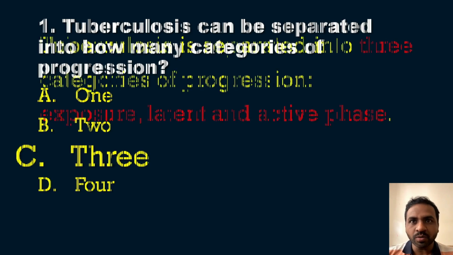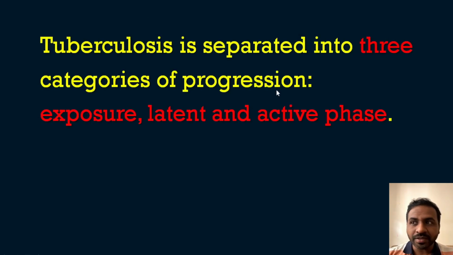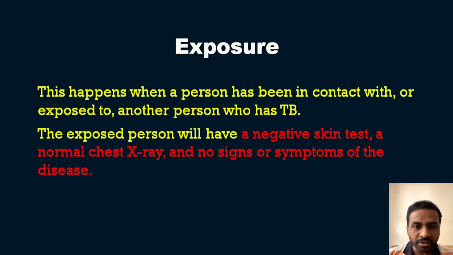As we all know, tuberculosis is separated into 3 categories of progression: the first is exposure, the second is latent infection, and the final one is the active phase of the disease. Let us see what exposure is. Exposure happens when a person has been in contact with or exposed to another person who has diagnosed TB. The exposed person will have a negative skin test, a normal chest x-ray, and there will not be any signs and symptoms of the disease.